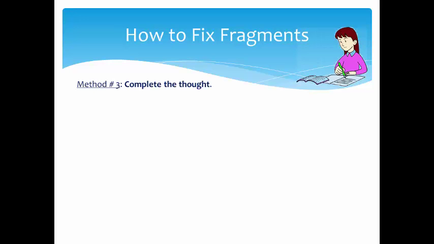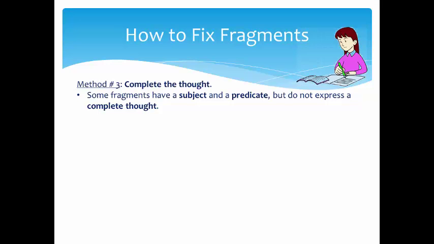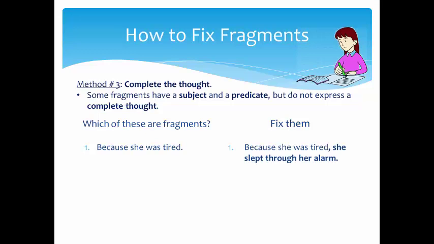A third method to fixing fragments is just simply to complete the thought. Some fragments have a subject and a predicate, but they do not express a complete thought. Which of these are fragments? And again, fix them if they are in fact fragments. Number 1, because she was tired. This is a fragment that could be fixed by adding, because she was tired, comma, she slept through her alarm.